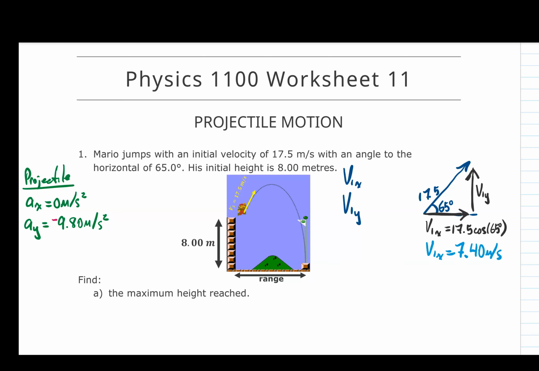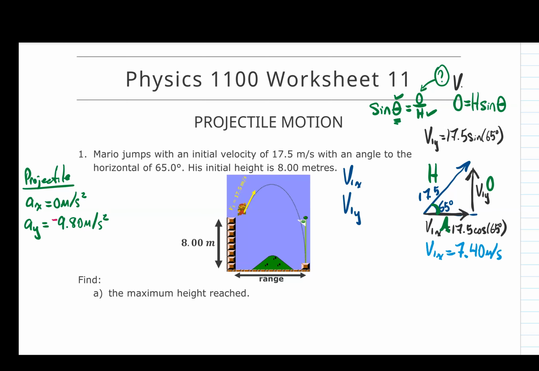The vertical direction I'll draw above here, V1 in the y direction, is also 17.5 and trig 65, but the trig function that we use is sine. The reason we use the sine is because if we look at this triangle, if this is our angle here, then this is the opposite side, this is the adjacent side, and this is the hypotenuse. And sine of an angle is the opposite over the hypotenuse. So given that we have the angle and we're looking for the opposite, we must be able to rearrange this. We have the hypotenuse and the angle, so we rearrange this formula using cross multiplication to give us V_y equals h sine of the angle. What's our hypotenuse here? Well, it's 17.5, and then sine of the angle we've been given, which is 65 degrees. So that's that whole story.